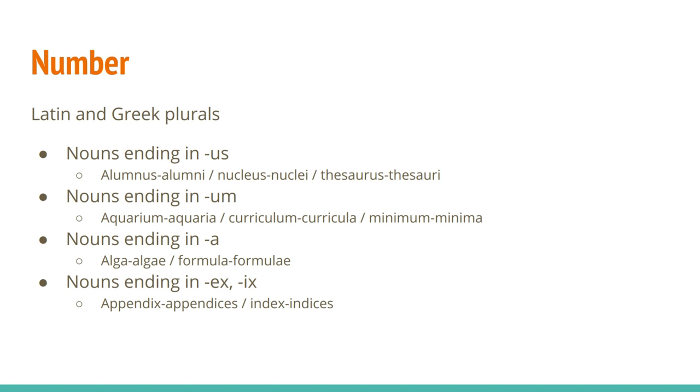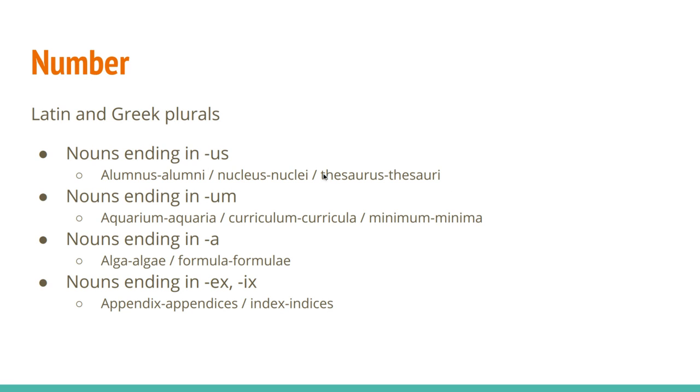Now, there are some plurals that belong to other languages, and it's pretty easy to recognize them once you are acquainted with them. They are not difficult, but the list is long. So whenever we have a Latin or Greek ending that is us, we are going to say alumnus for the singular, alumni for the plural, nucleus for the singular, nuclei for the plural. Thesaurus, singular, thesauri, plural.